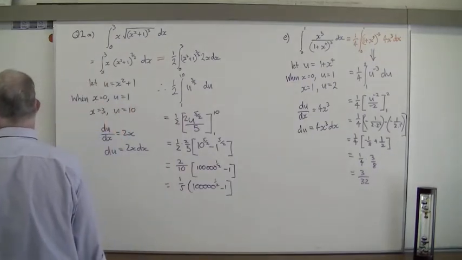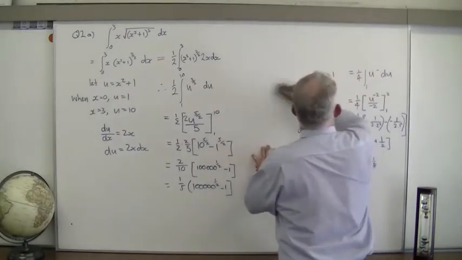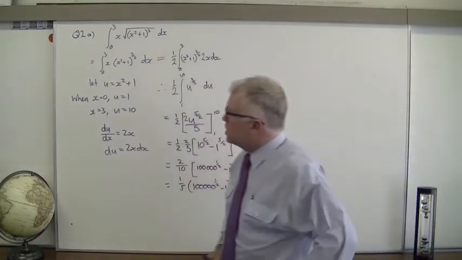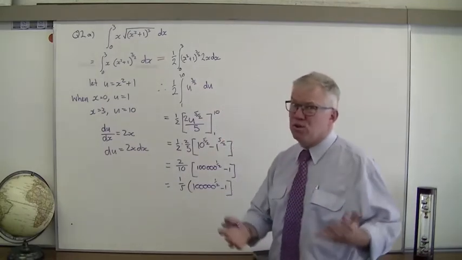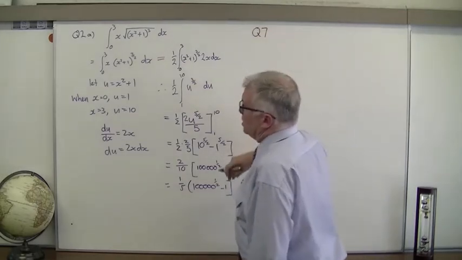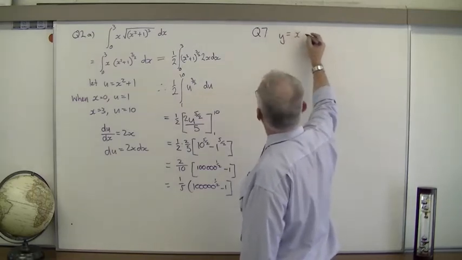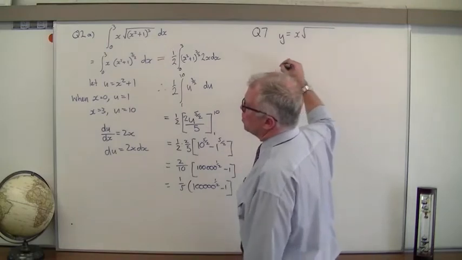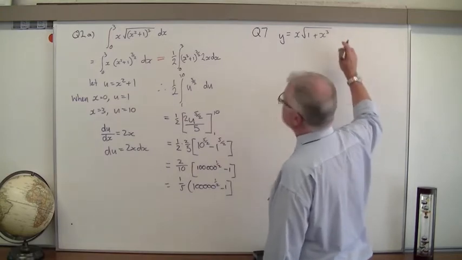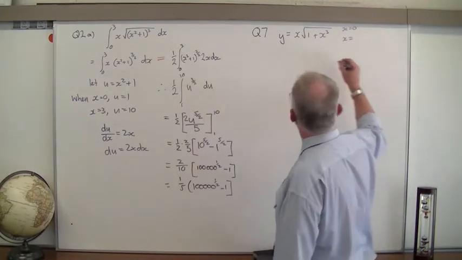Let's have a look then at question 7. Question 7 is a really interesting one, because now they're giving you an expression to integrate, but they want a volume of revolution. So they give you this function, y equals x square root of 1 plus x cubed, and the limits of integration are from x equals 0 to x equals 2.